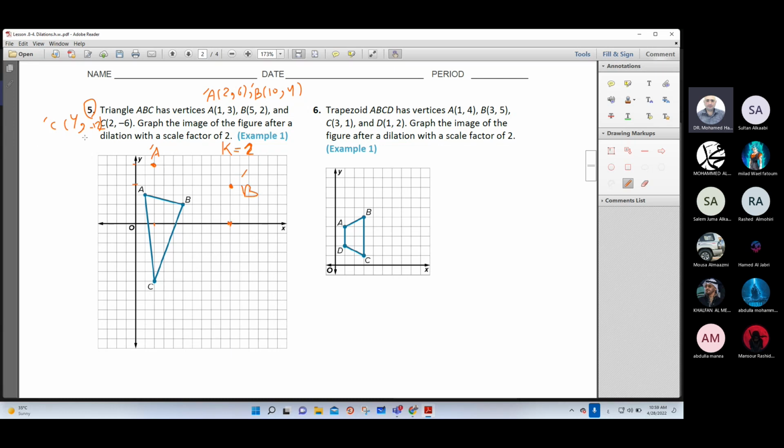Then 4, negative 12. This is 1, 2, 3, 4. And negative 12 here. 1, 2, 3, 4, 5, 6, 7, 8, 9, 10, 11, 12. This is negative 12 here. So C prime will be here. Then you can match between the vertices here.